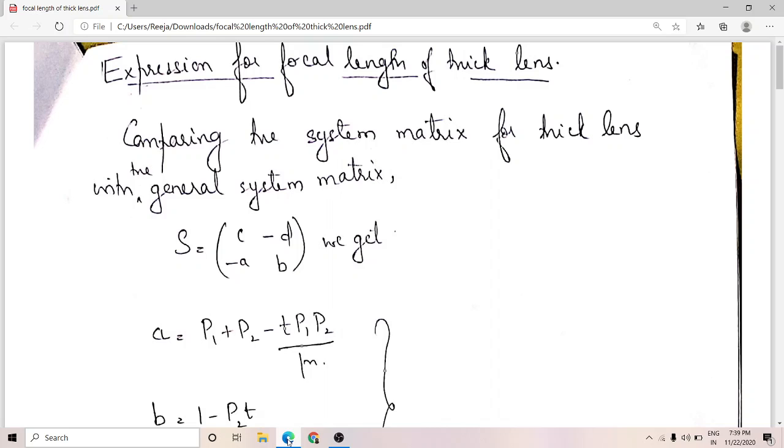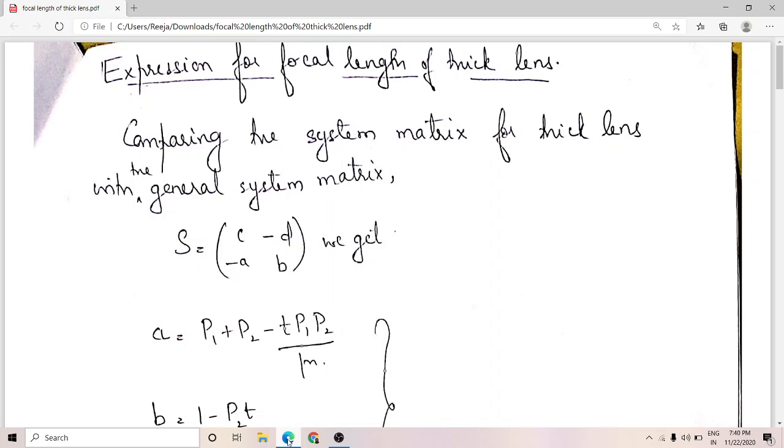Hi students, in this session we are going to derive the expression for the focal length of the thick lens. We had derived the equation for the focal length of a thin lens, and from there we derived the lens maker's formula: 1 by f is equal to mu minus 1 into (1 by r1 minus 1 by r2), which was equal to our p1 plus p2. Now we are going to find out the focal length of a thick lens.